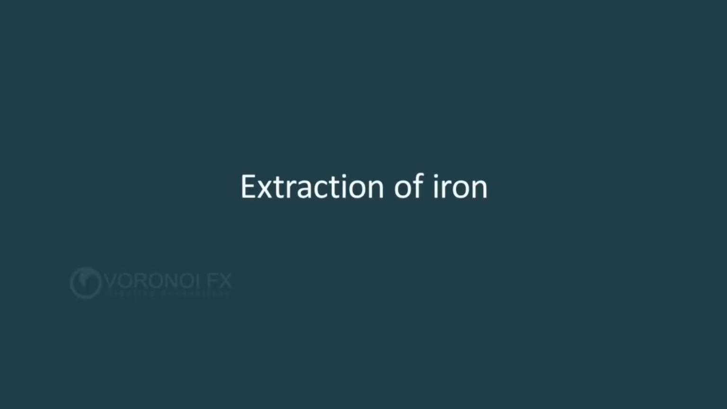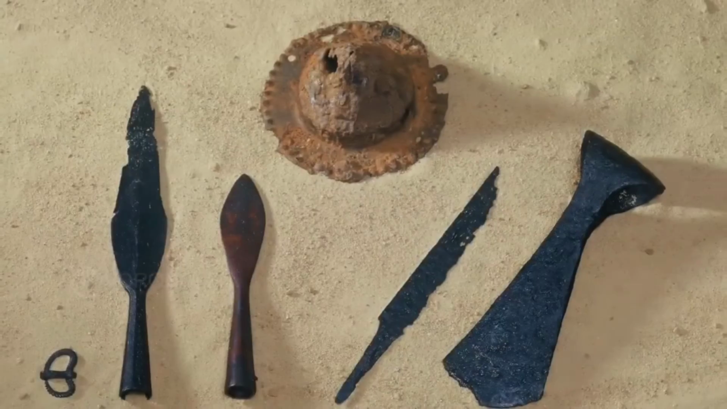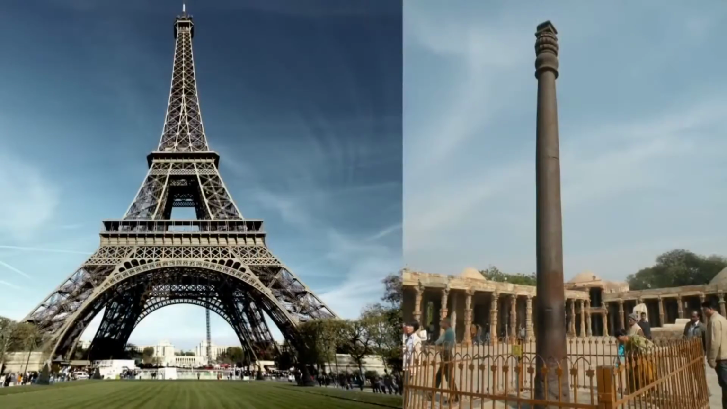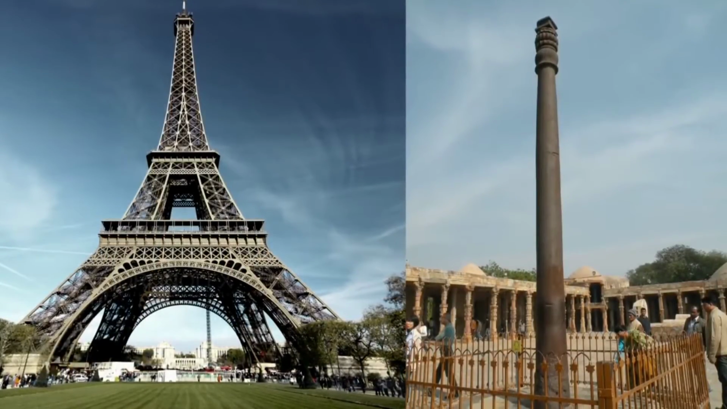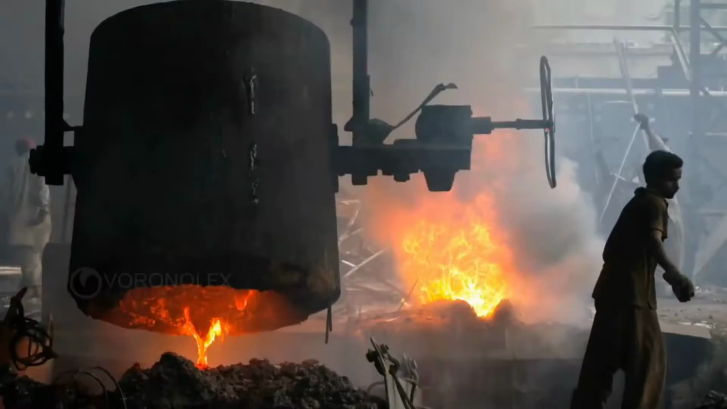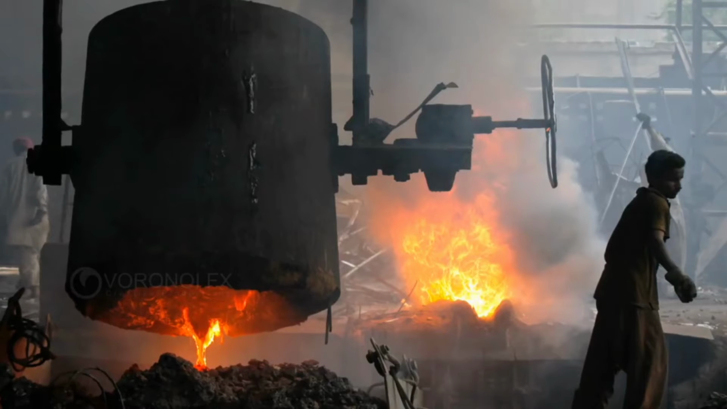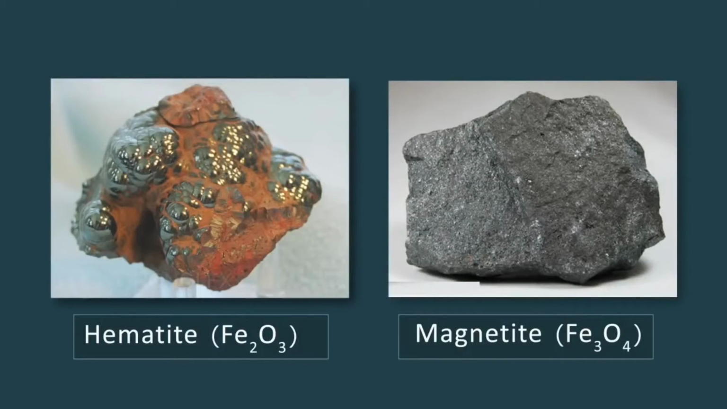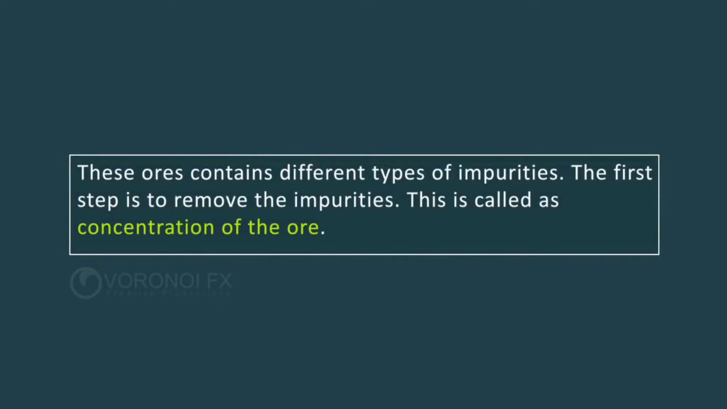Extraction of iron. It has been 5,000 years that man has been using iron. Iron is the second most abundant metal in the earth. The most important ores of iron are hematite and magnetite. These ores contain different types of impurities. The first step is to remove the impurities. This is called concentration of the ore.